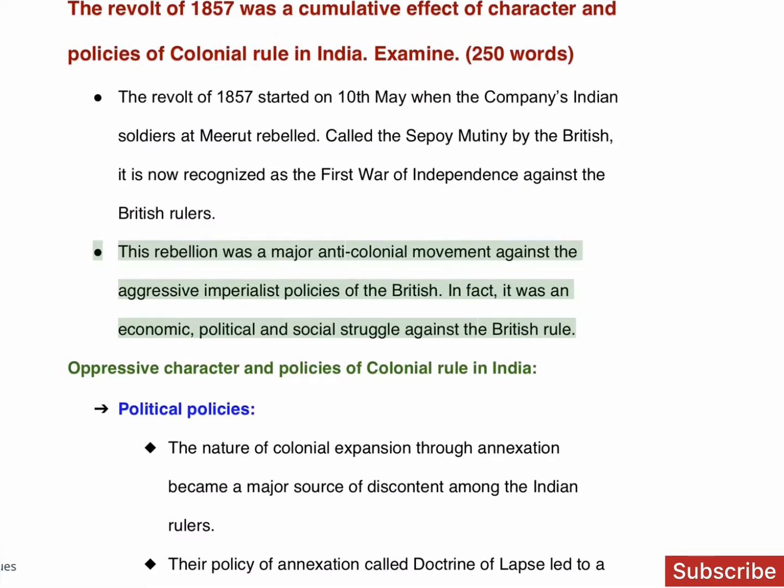This rebellion was a major anti-colonial movement against the aggressive imperialist policies of the British. In fact, it was an economic, political and social struggle against the British rule. Oppressive character and policies of colonial rule in India.